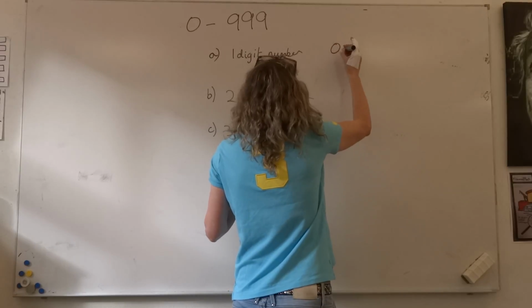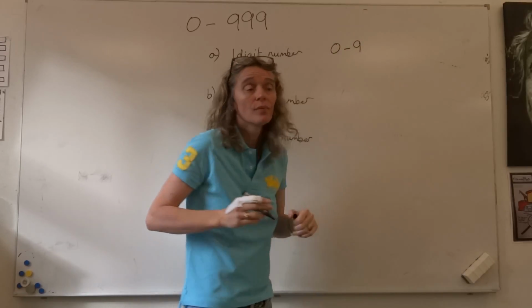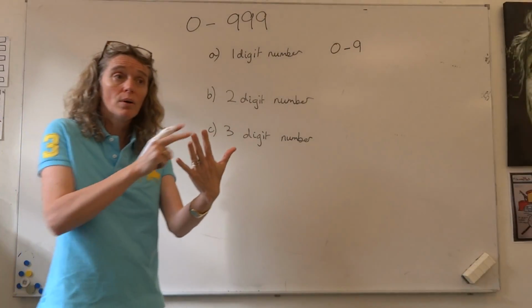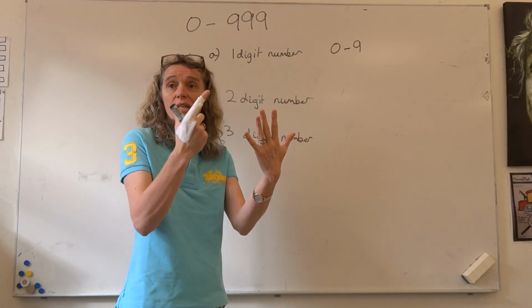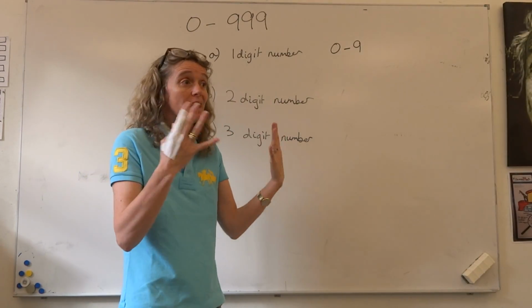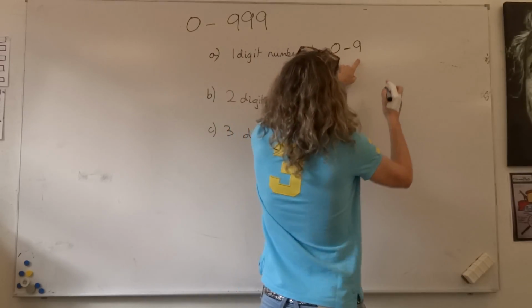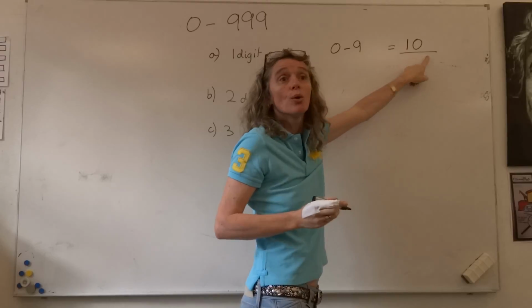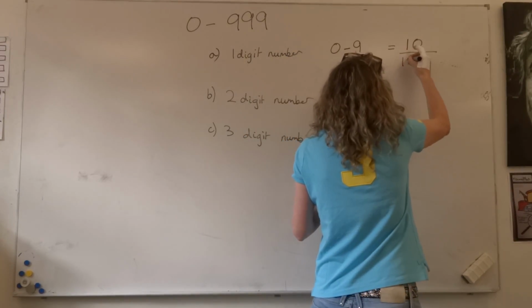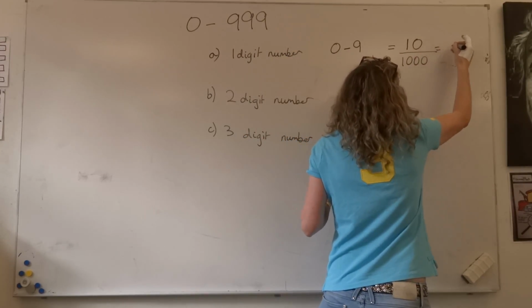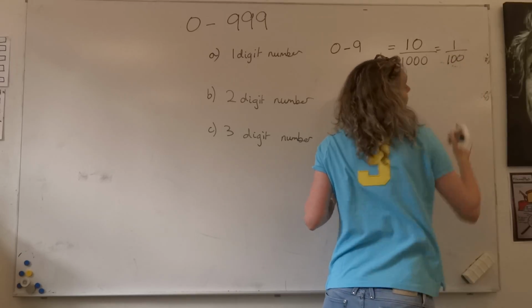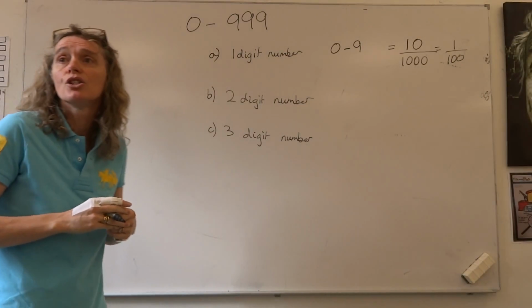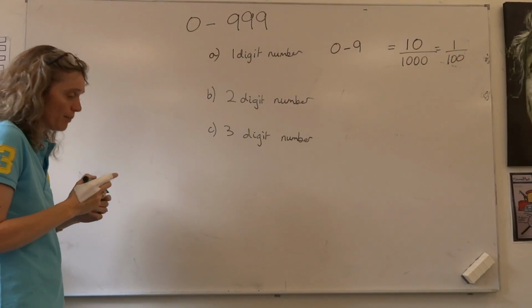So the first thing, to get a 1-digit number, which 1-digit numbers are there? Well, there are 0 to 9, which if you count 0, 1, 2, 3, 4, 5, 6, 7, 8, 9, that's 10 numbers. So for a 1-digit number, you have the chance of 10 numbers out of the total number of numbers that are possible, 1,000, which is 1/100th. So you have a chance of 1/100th of that number.